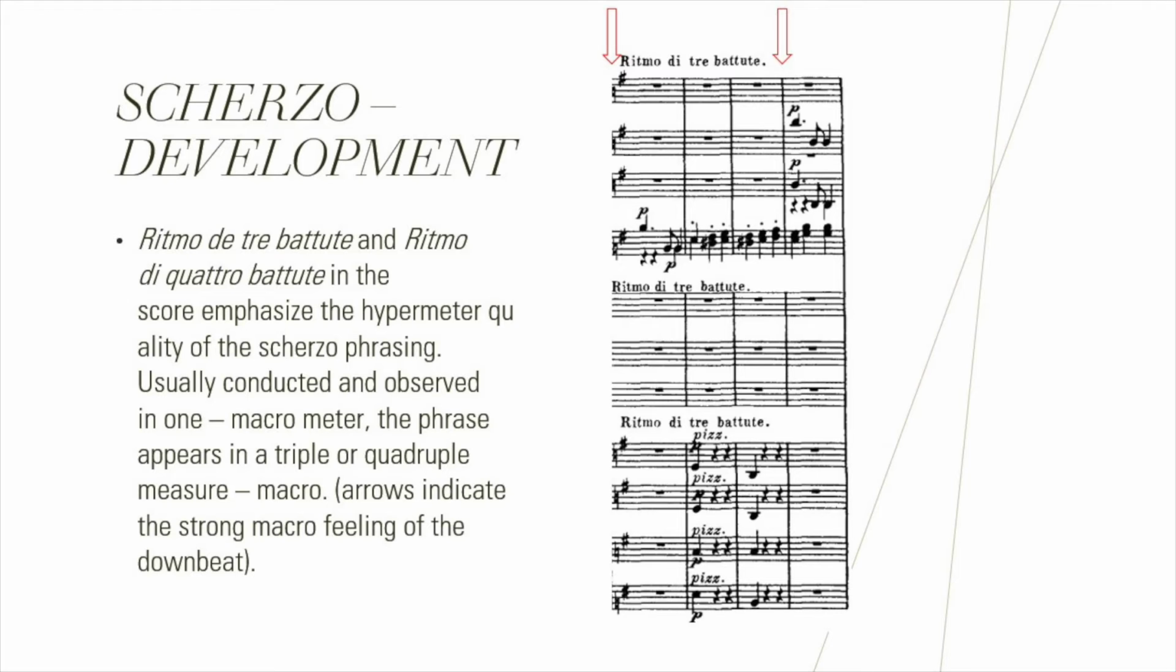Usually conducted and observed in one, that would be the scherzo macrometer. The phrase appears in a triple or quadruple measure, depending on the marking on the score, which is the macro. I've included arrows to indicate the strong macro feeling of the downbeat, or rather the phrase.